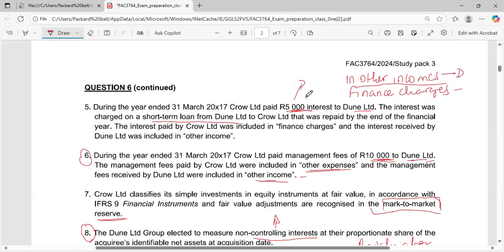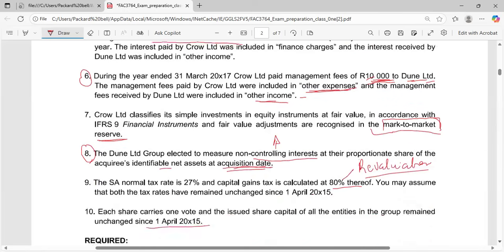This one will not go to other expenses. It will go to finance charges. And what about the management fee? Yeah, this one is the one that has to go in other expenses. We should check it out from other expenses because it's in other expenses, which means we are going to add, then subtract 10,000.